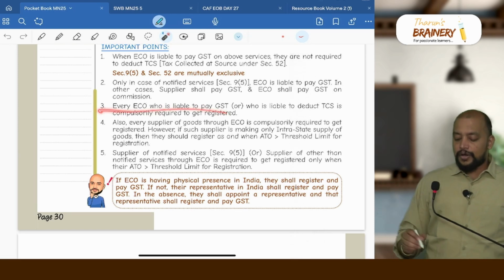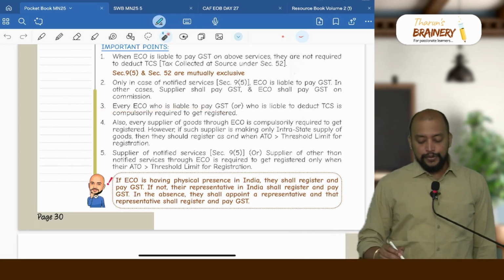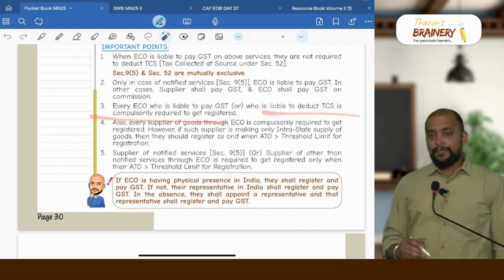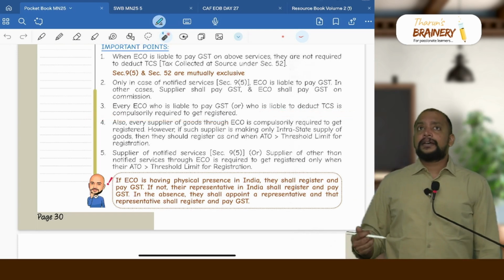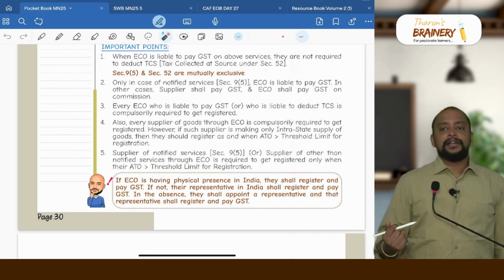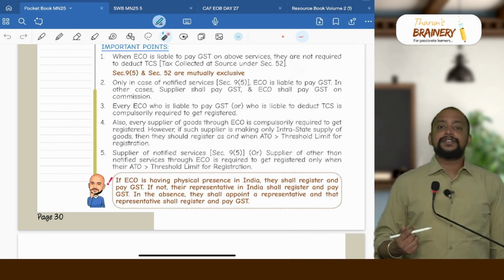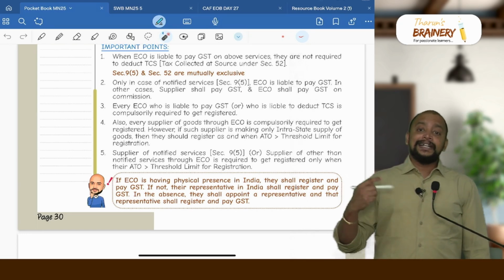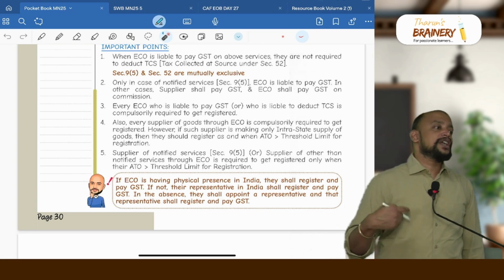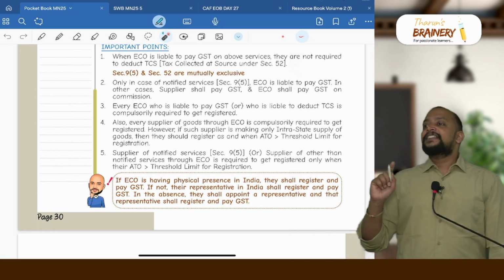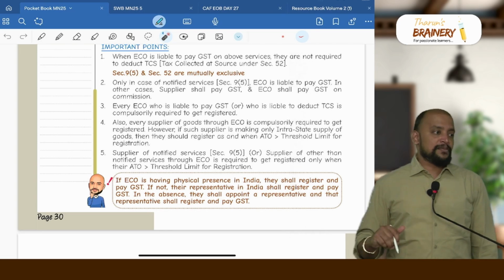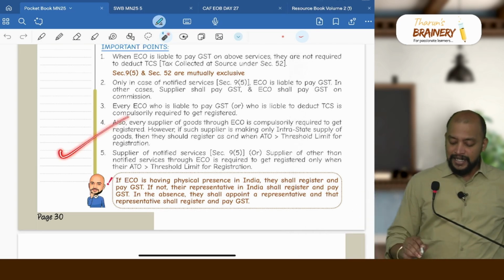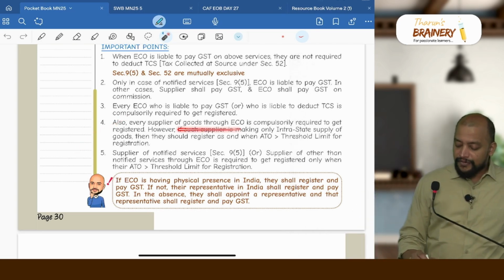Every e-commerce operator who is liable to pay GST or who is liable to deduct TCS is compulsorily required to get registered. Also, every supplier of goods through an e-commerce operator is compulsorily required to get registered. However, if they are making only intra-state supplies and not making supplies through an e-commerce operator in more than one state, they will obtain a unique enrollment number. Through that unique enrollment number, they can make supplies through the e-commerce operator. This is in case of supply of goods.